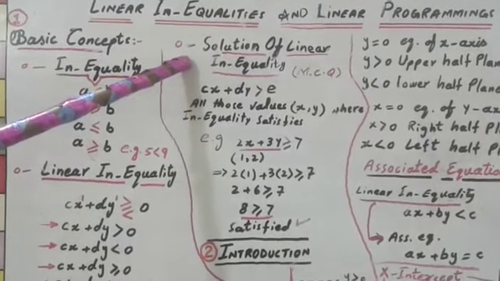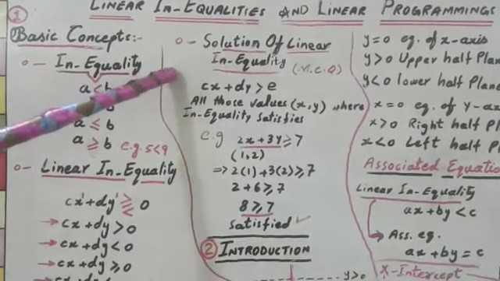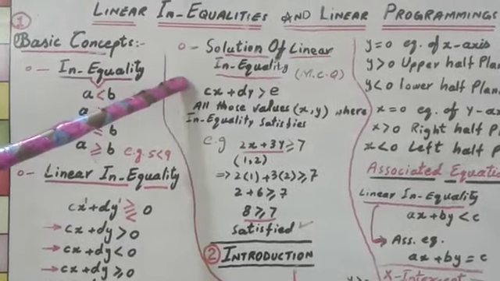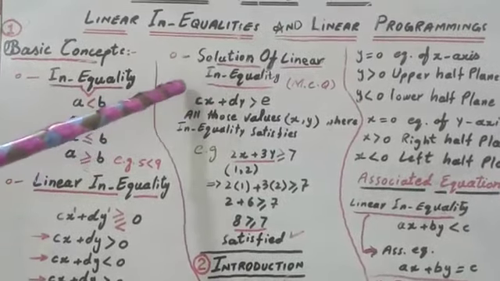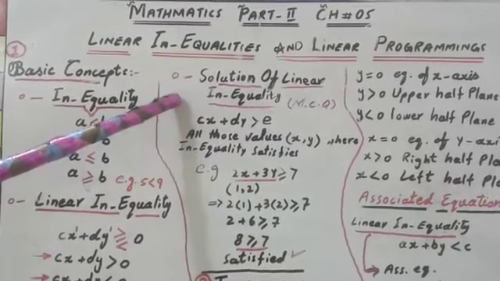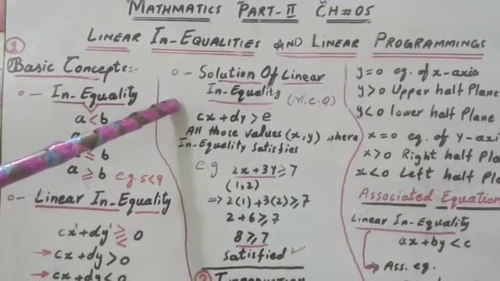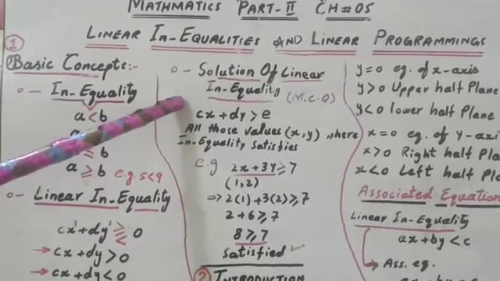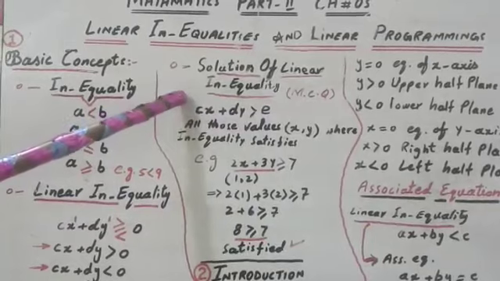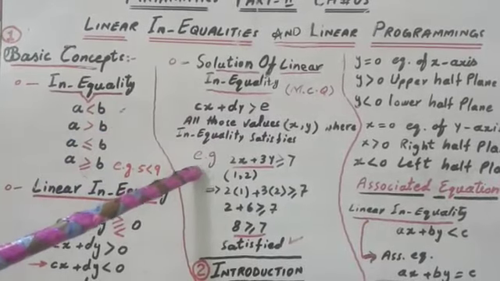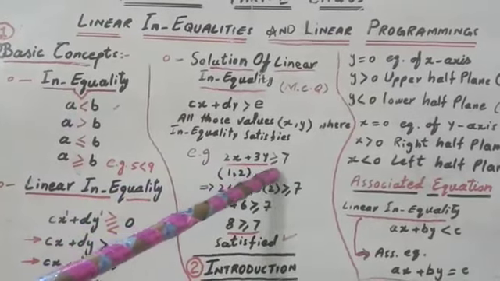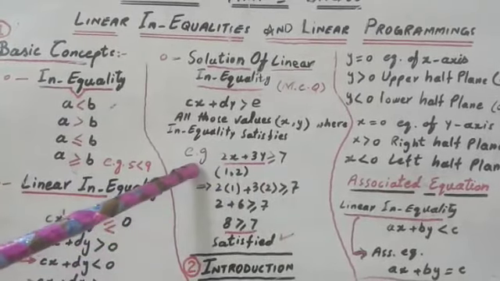What is the solution of a linear inequality? cx plus dy is greater than e. This is an inequality expression. There are two variables x and y. All those values of x and y for which this expression is satisfied are known as the solution of this linear inequality. For example, to clear this concept, I am giving you an example: 2x plus 3y is greater than or equals to 7.